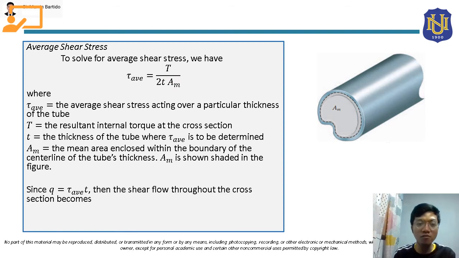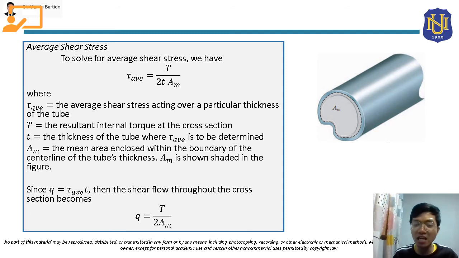Also, class, from this formula, since we know that the shear flow q is equal to shear stress times thickness, considering this formula, if you substitute and cross multiply, shear stress times t is equal to T over 2 A sub m. That shear stress times t is equal to q. Meaning to say, the shear flow formula can also be q equals T over 2 times A sub m.